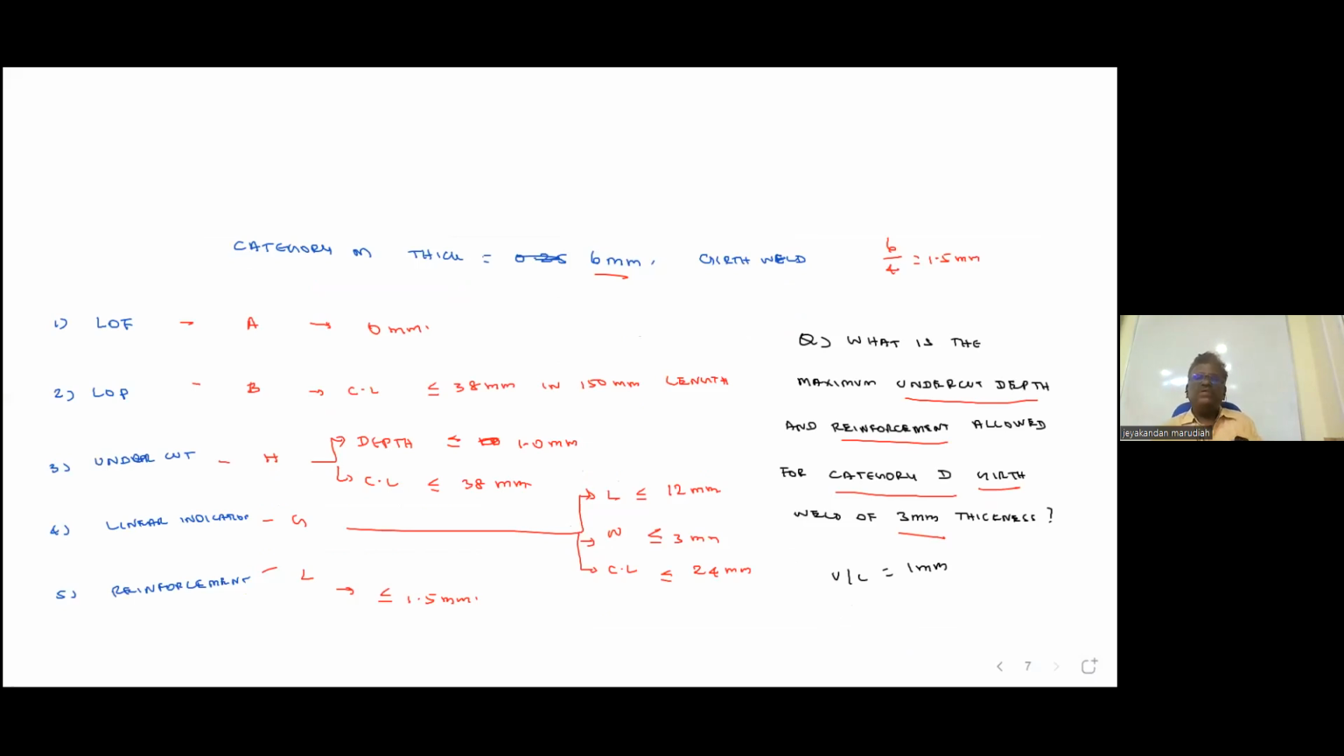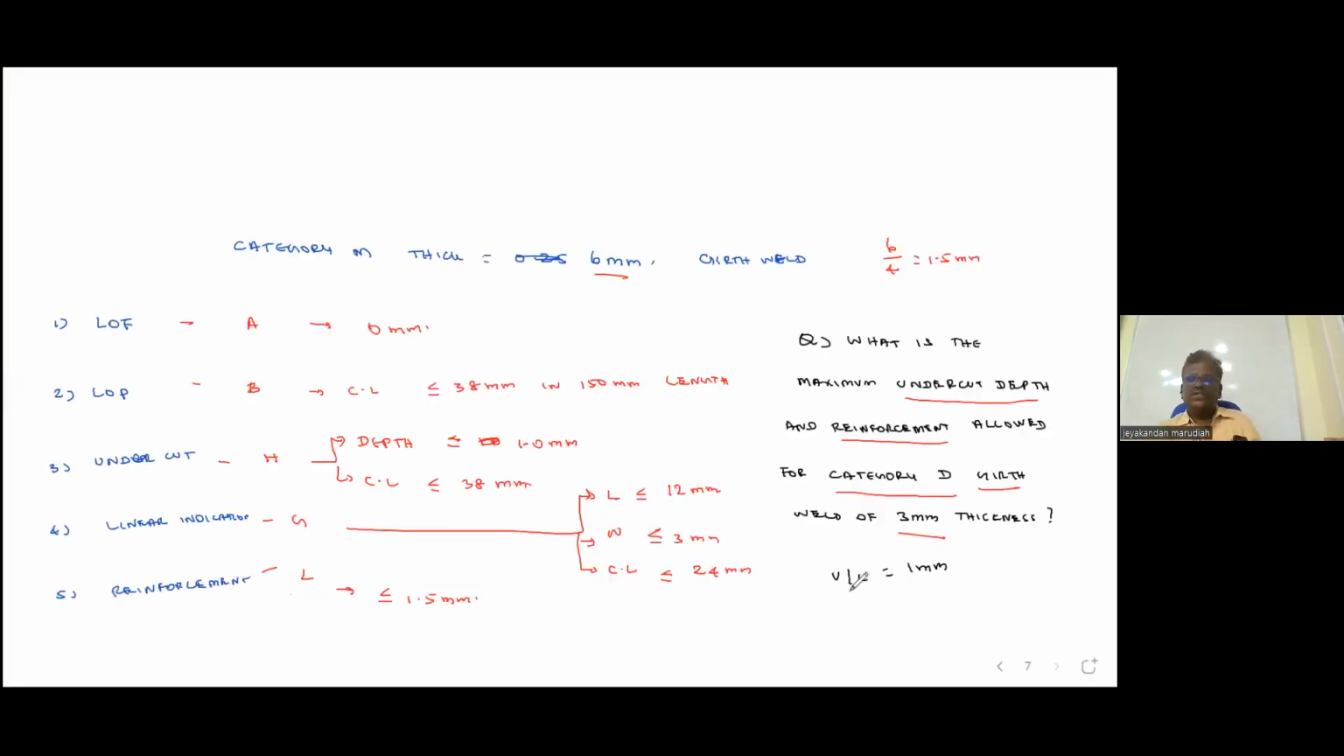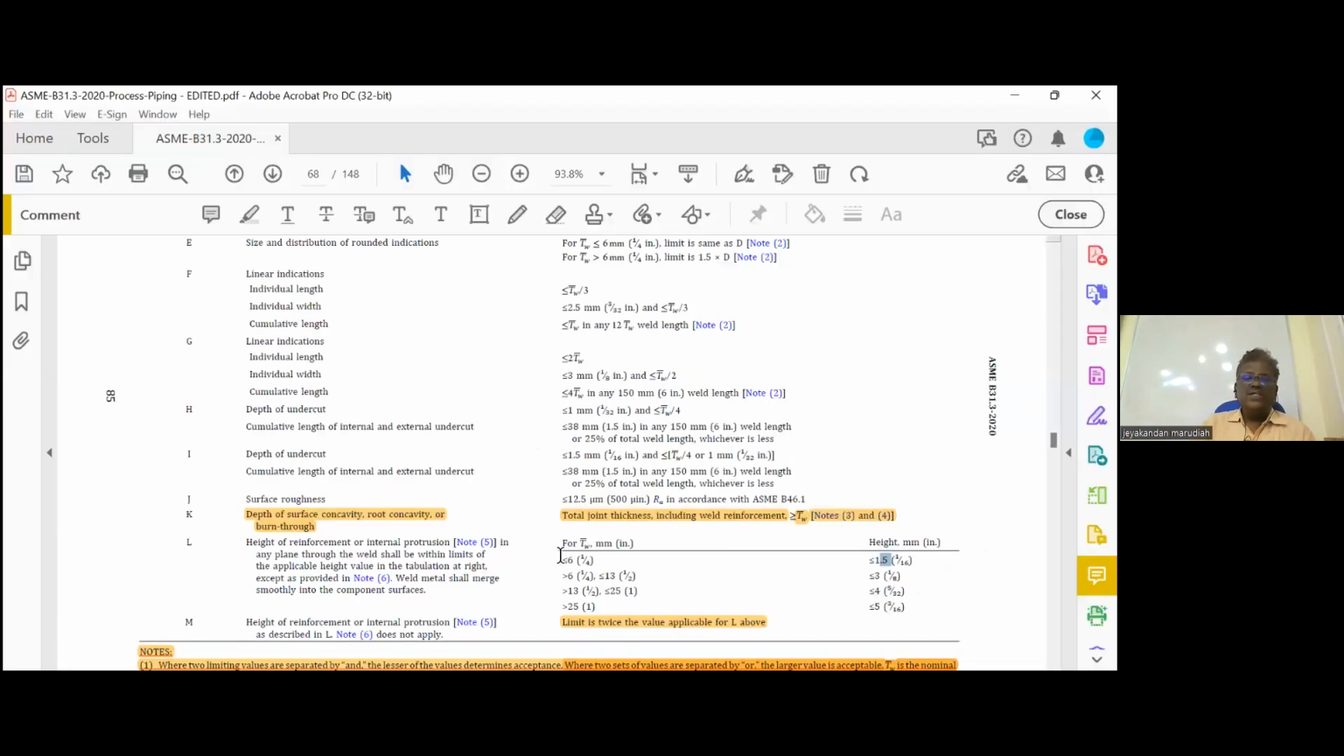Reinforcement M. What is given here for M? M is the limit twice the value of L above. So for example, less than 6 mm, L is 1.5 mm. So 2 times 1.5 mm, we have to take 3 mm. So reinforcement is equal to 3 mm. What is the meaning of M? We have to take 2 times the L. L is 1.5 mm for less than 6 mm, so for M we take the double value.